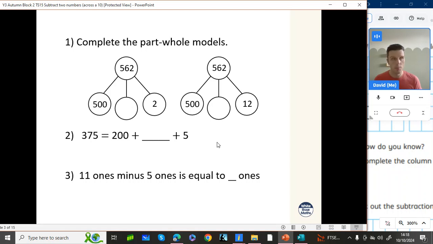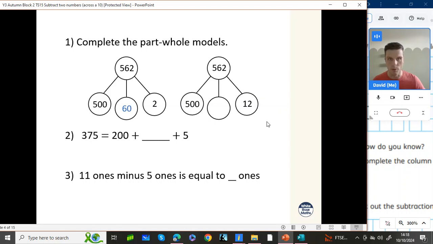Okay then, so I hope those questions were okay for you. Let's go through the answers together. So for question 1, 562 in our part whole model is the whole number, and we've partitioned it, which means splitting up, into 502, and we need to know the missing figure. Well, as you can see here, we haven't included the 6 tens, so the answer is 60.